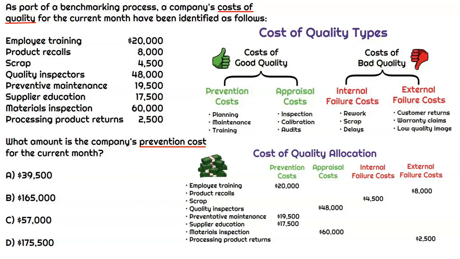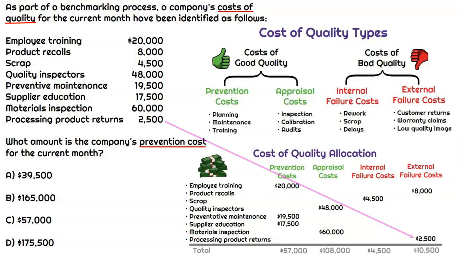This is expensive in the grand scheme of it all. This is going to fall under appraisal costs, right? We need to inspect our materials and make sure they are completely up to spec and they meet all the specs that are required for producing this product, right? So put the $60,000 to appraisal costs. And then the last cost here is going to be processing product returns. That occurs when the customers have to return the product, right, because it's defective. That's going to be an example of an external failure cost, so put the $2,500 there.